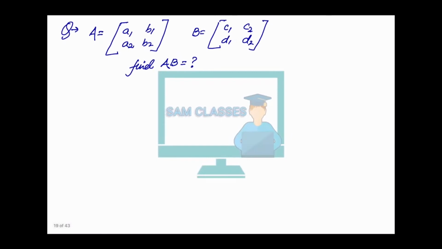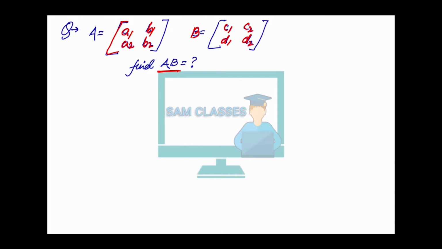Now this question is for you, students. Pause the video here, try to solve it, and once you have done, check the answer with the video. So we have a matrix A, that is A1, B1, A2 and B2, and a matrix B that is equal to C1, D1, C2 and D2. And now we want to find AB.